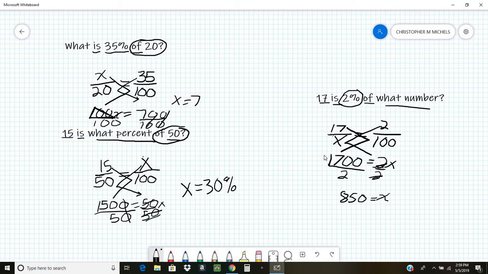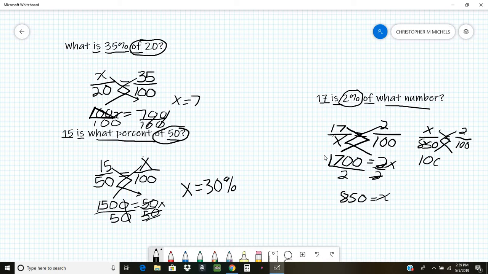A way I could check this, using proportions, is to reverse it and see if I get the same thing. If I put 850 down here, and then put 2 up here over 100, I'm basically reversing it, saying if I know this is the base and I find 2% of that, it should be 17. So we cross multiply.